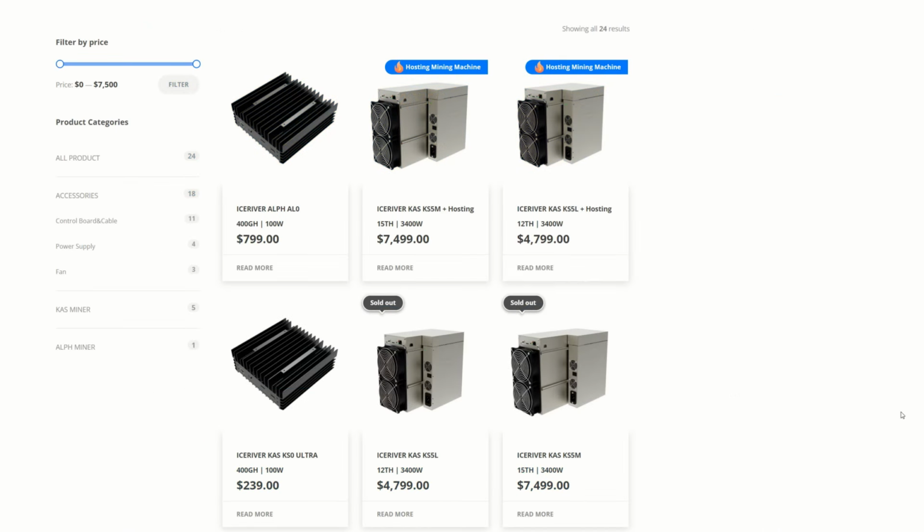All right, so before we look at the hosting side of things and the cheaper power and everything, let's take a look at the miner prices and where you can get your miners from cheap, because I'm sure that's all a lot of you guys may care about depending on your power price. Coming into iceriver here, we can see they are now sold out. The KS5L is sitting at $4,799, so $4,800, and the KS5M is sitting at $7,499, or $7,500.